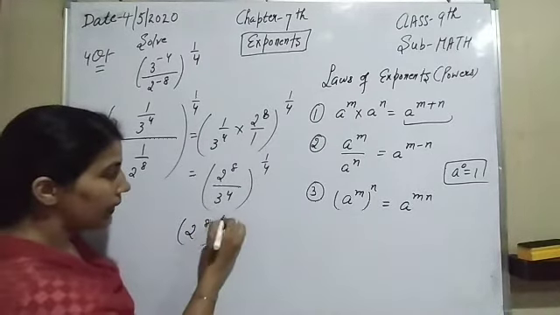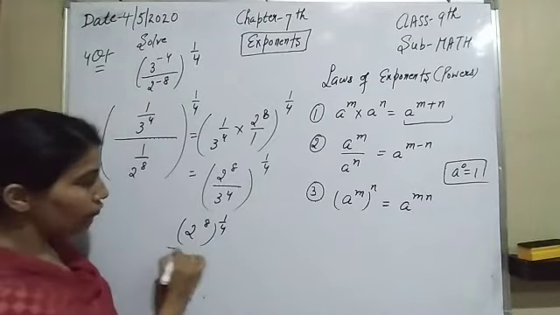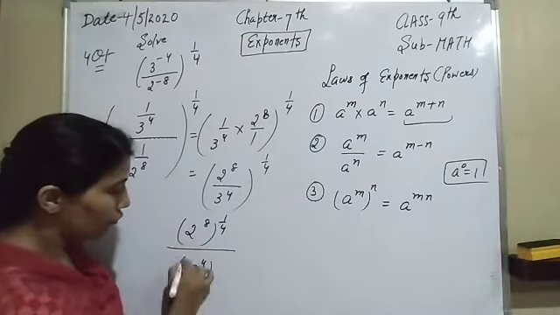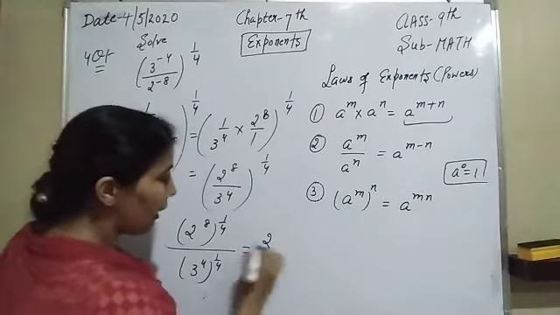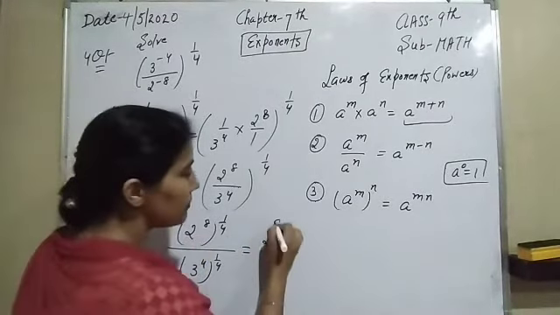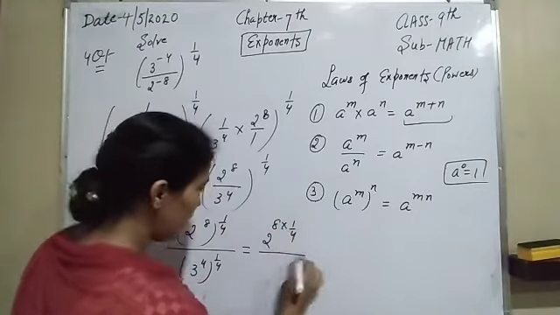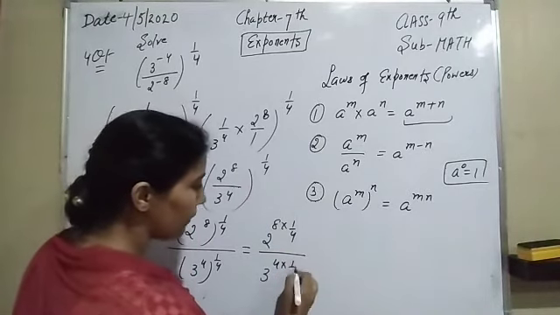So we can write it as 2 raised to power 8, with power 1 by 4, and here is 3 raised to power 4, and its power is also 1 by 4. Now, power of power can be multiplied. That means 8 into 1 by 4. Here it is also 4 into 1 by 4.